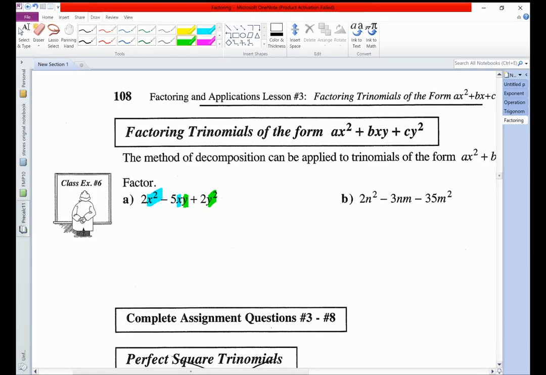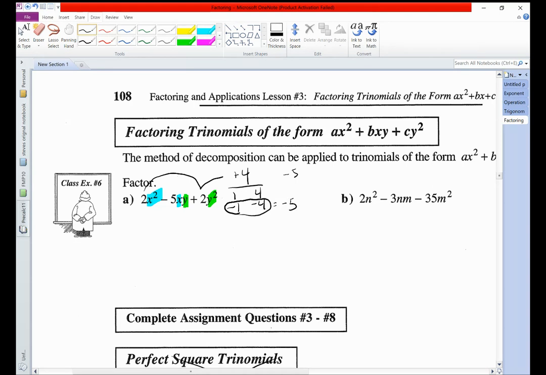So we can still use decomposition on this. So I'm going to say 2 multiplied by 2 gets me positive 4. And I need two numbers that multiply to positive 4 and add to negative 5. So I have, well, 1 and 4, negative 1 and negative 4. And there we go right there. Negative 1 plus negative 4 is negative 5.